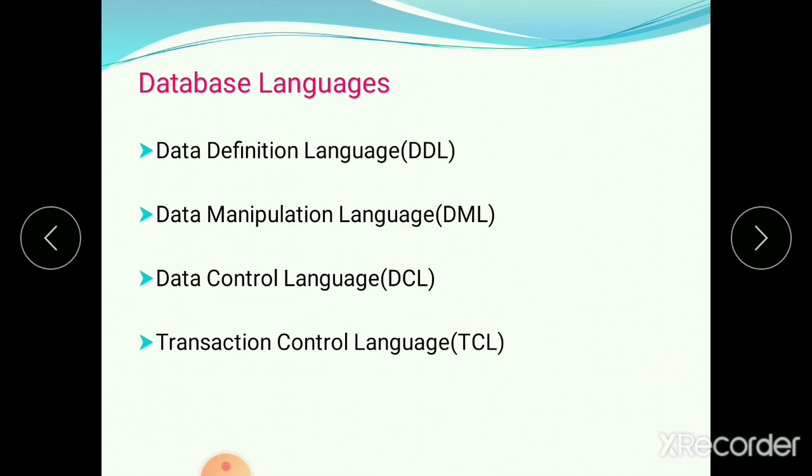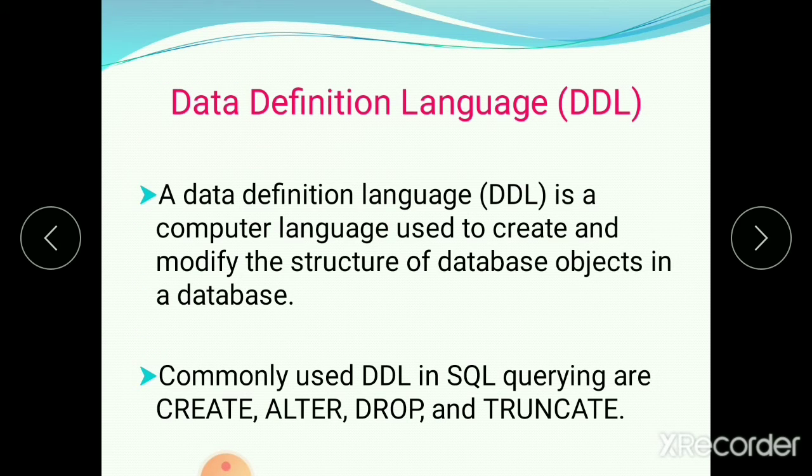See here, database languages. There are 4 database languages: DDL, DML, DCL and TCL. First one is DDL, means data definition language. DML means data manipulation language. DCL means data control language, and TCL means transaction control language. We'll see one by one. First one is data definition language, DDL.